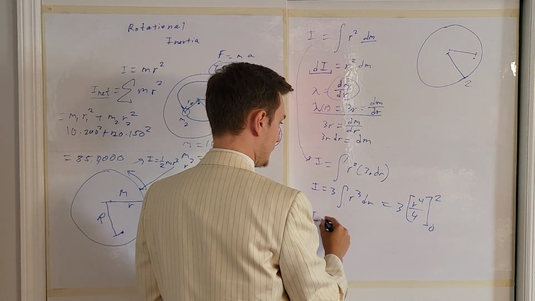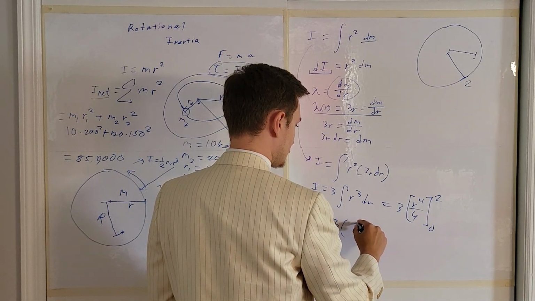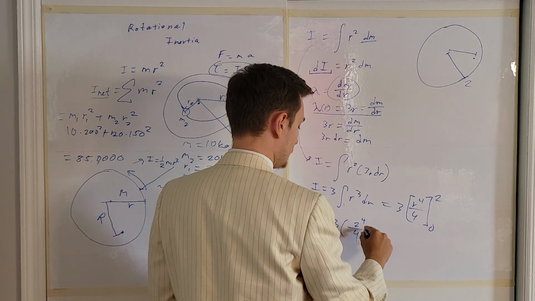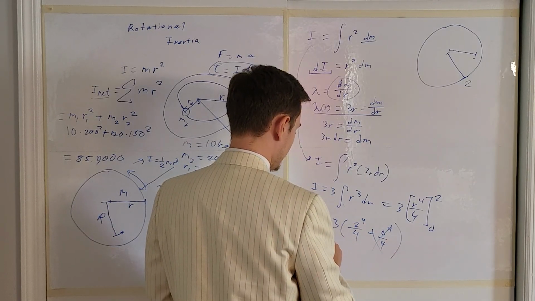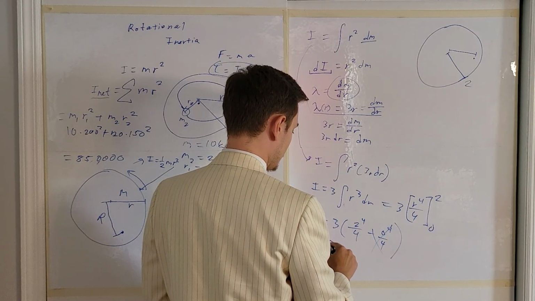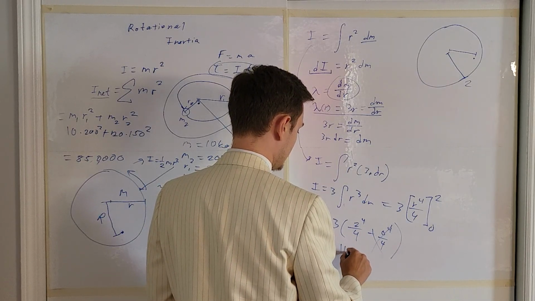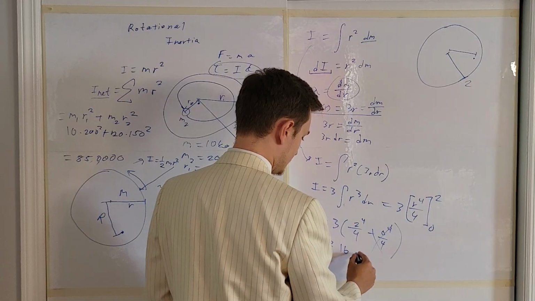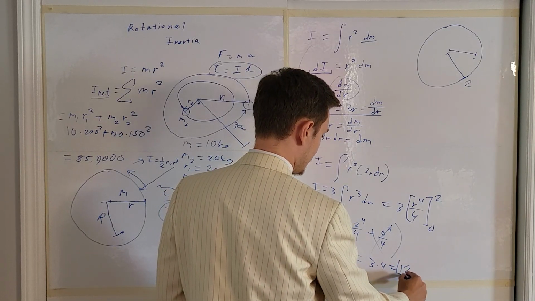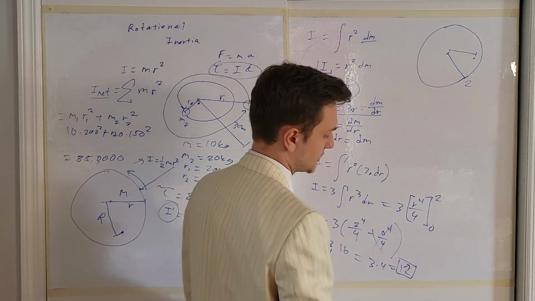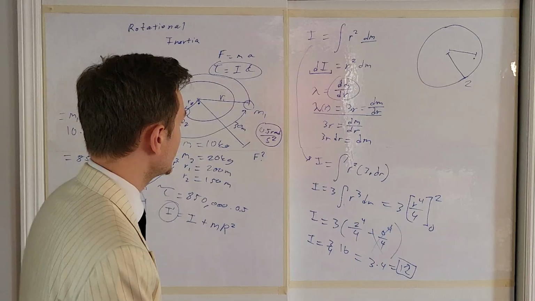I'm going to say I equals 3 times 2 to the fourth over 4 minus 0 to the fourth over 4. That goes away. I equals 3/4 times 2 to the fourth, which is 16. I'm going to divide 16 by 4. That's going to give me 3 times 4, which gives me 12. My rotational inertia here is 12. Cool. That's how we do it in the calculus class.